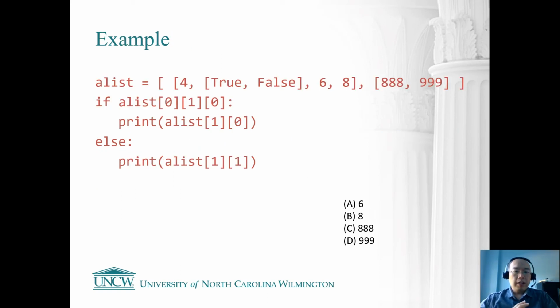Okay, so here is one more example. If we have a really complicated nested list, and we check whether a list 0, 1, 0 is true, we are going to print something, otherwise we print something else. So take a look at this code and tell me what is the expected output.